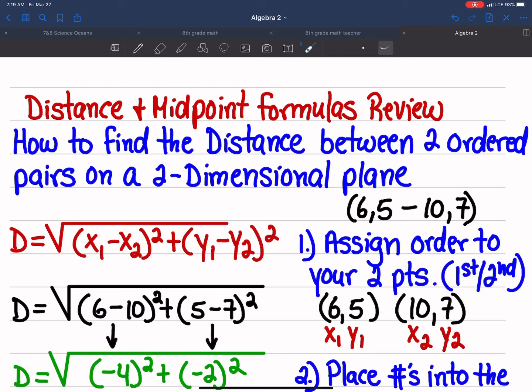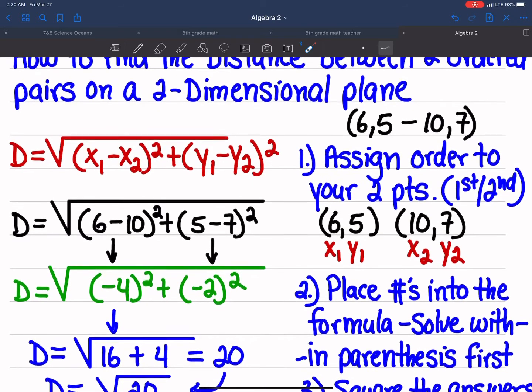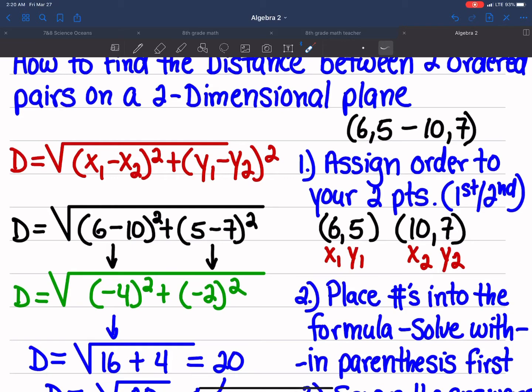All right, great. Now that I have done that, I am going to place the numbers into the formula and solve everything within the parentheses first. So the formula tells me I need to take x1 and subtract x2 from it, and then take y1 and subtract y2 from it. So once I put my numbers in where they belong, I have (x1 minus x2) squared, and then I have (5 minus 7) squared.